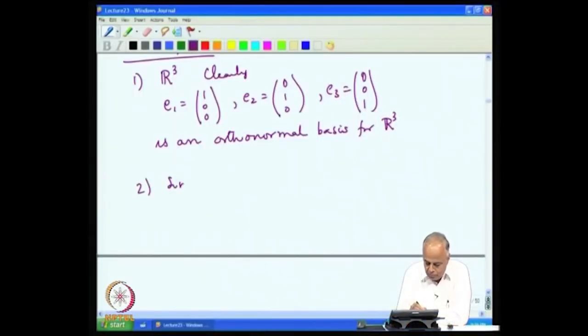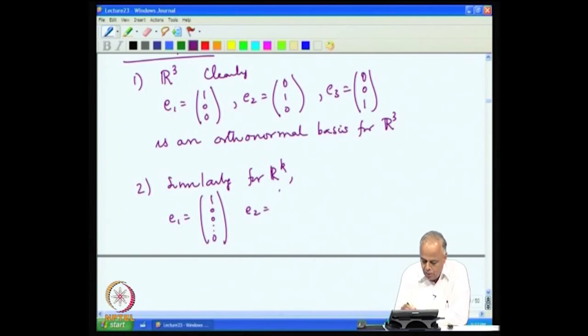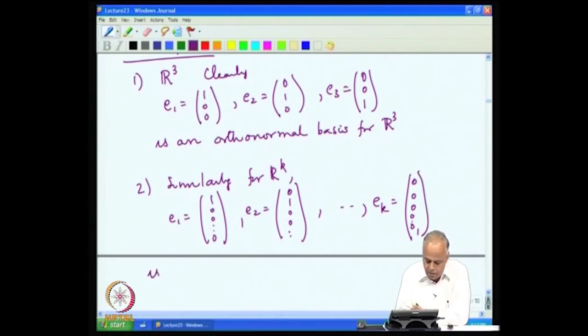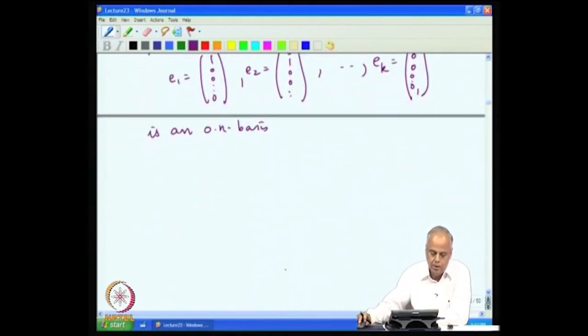Similarly, for R^k, e1 equal to (1, 0, 0, ..., 0) with k components, e2 has second component 1, all others 0, and you go on like that. ek has the last component, the kth component, equal to 1 and all others 0. This is an orthonormal basis. These are very simple examples. Let us look at another example.